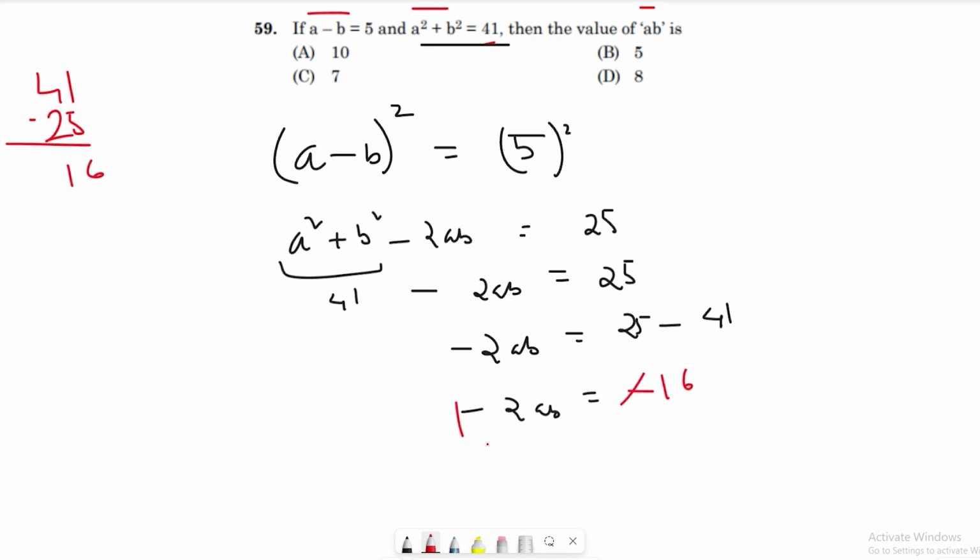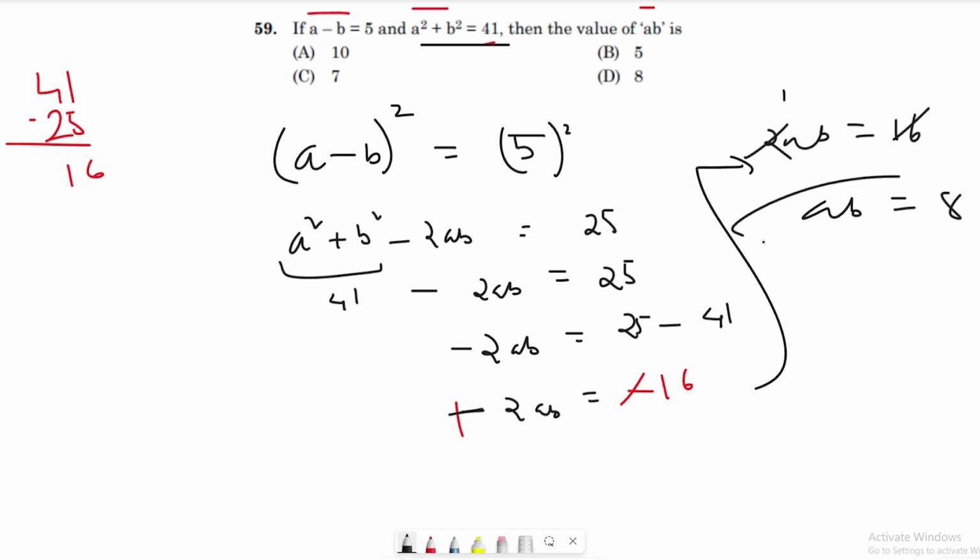minus 16. This thing gets cancelled, right? Okay. So it remains with minus twice ab equal to minus 16. Now 2 1s are 2, 2 8s are 16, therefore ab equal to 8. So ab shall be equal to 8.